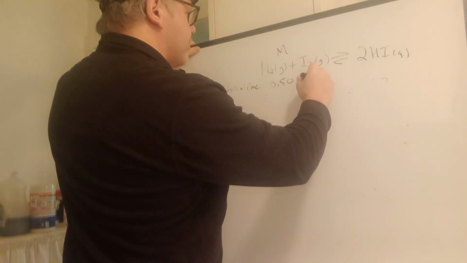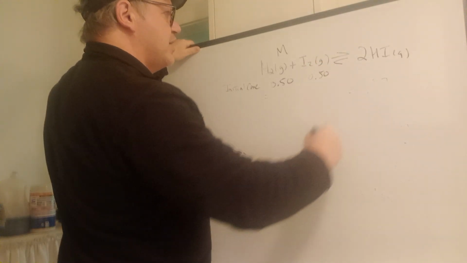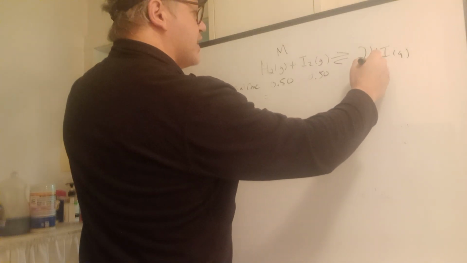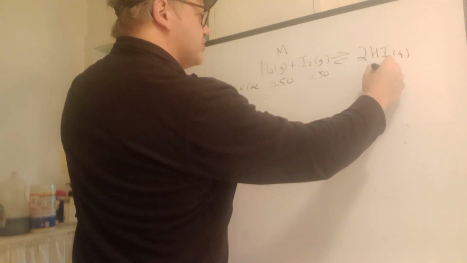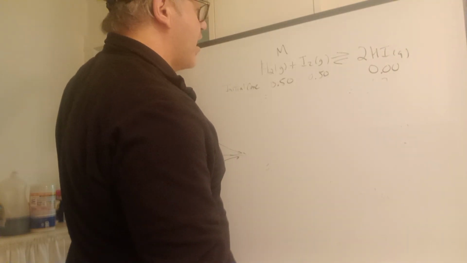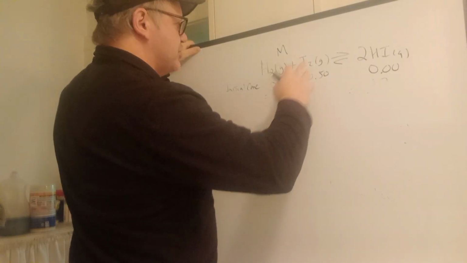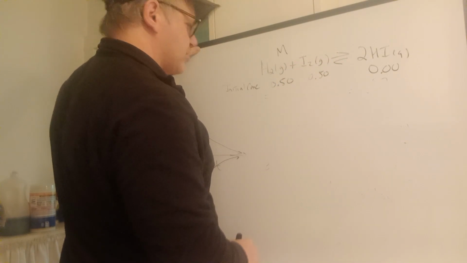We've got 0.50 molar of H2, and 0.50 molar of I2, and 0.00 molar, just to be proper, of HI. So we start the system off with just the reactants, no products, and this is a known reaction that has a known equilibrium constant.